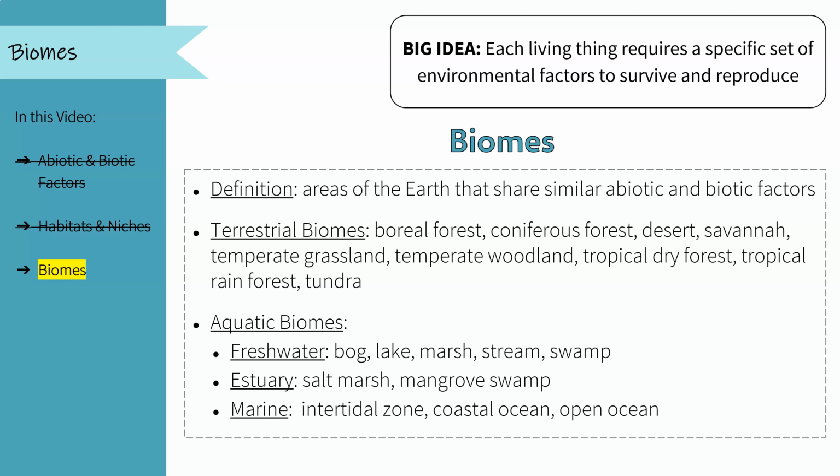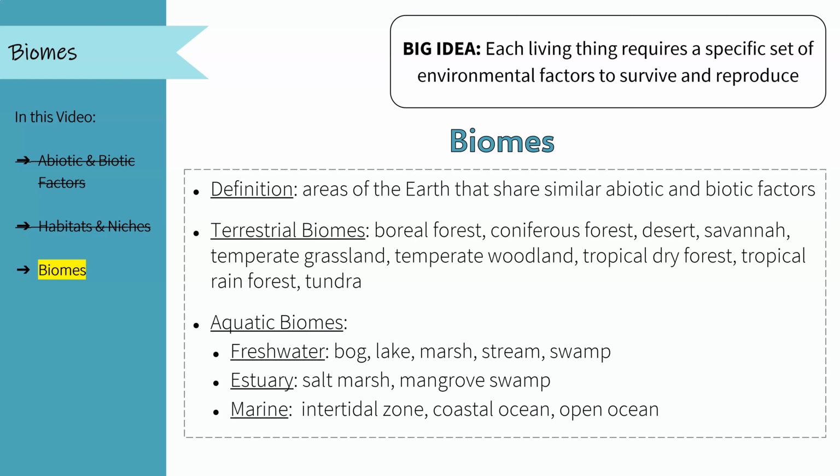We also have aquatic biomes or water-based biomes. These might be freshwater, like bogs, lakes, marshes, streams, and swamps. They might be estuaries, which is where marine and freshwater biomes meet, and it's sort of an in-between space. So these might be salt marshes or mangrove swamps. And then we have marine or saltwater biomes, which include the intertidal zone, the coastal ocean, and then the open ocean. And we also might see that within the open ocean at different depths we have different sets of abiotic and biotic factors.